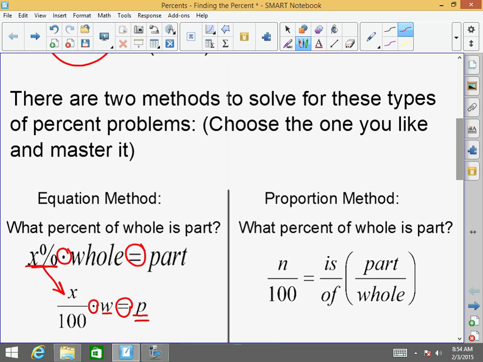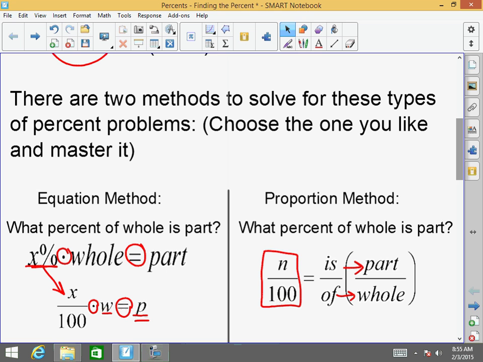The proportion method: what percent of a whole is a part? You place the percent n over 100. You get rid of the percent sign, and you don't have to move the decimal. You just put the percent value over 100, equals "is," which relates to the part, over "of," which relates to the whole.